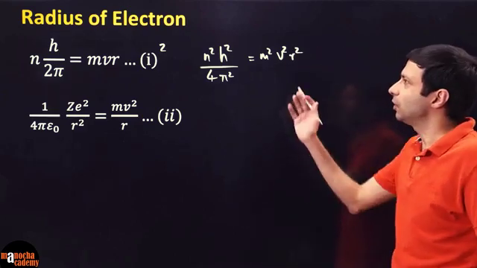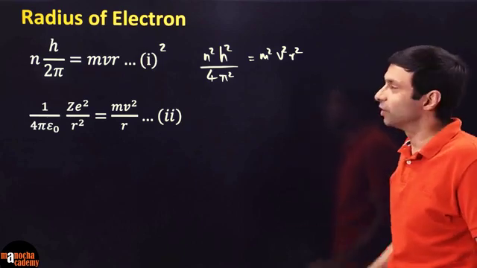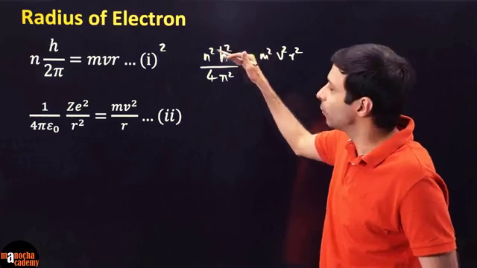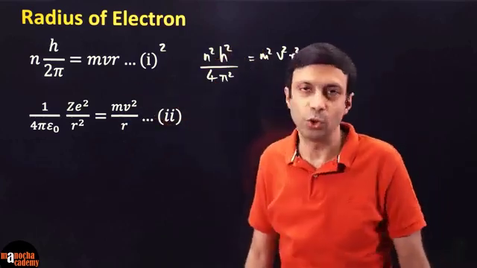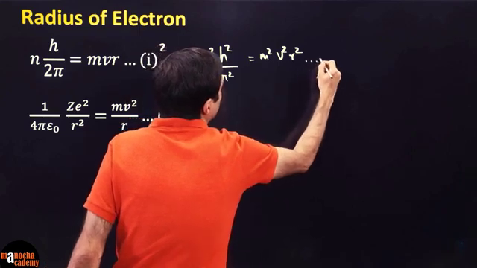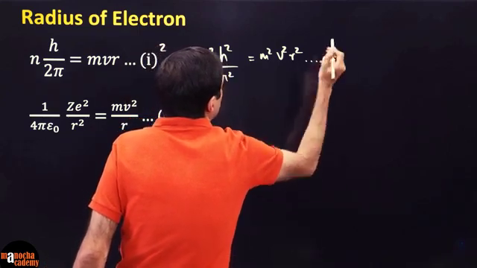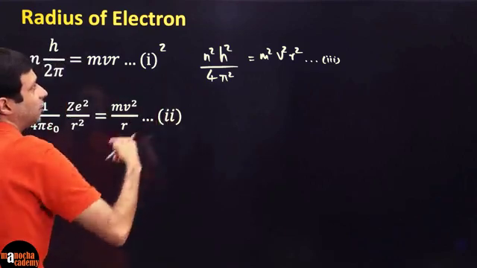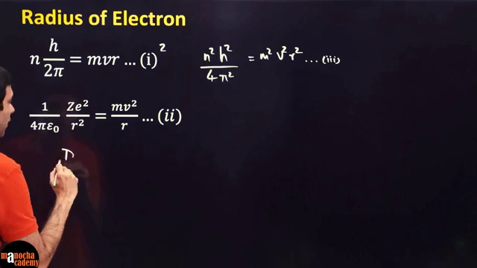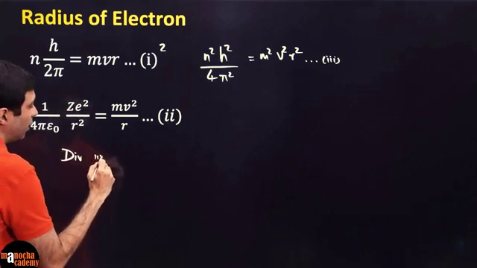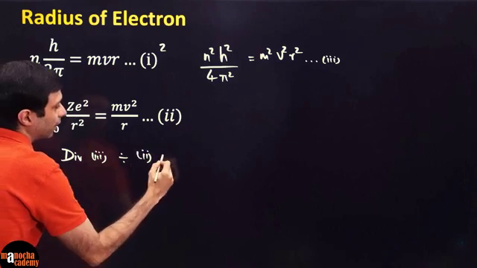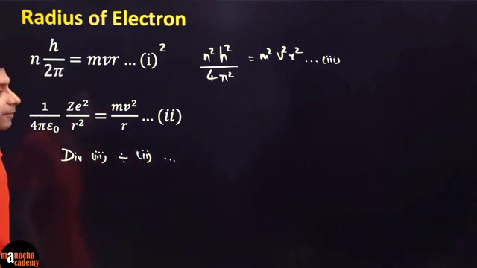Okay, so see, we have squared both the sides of the equation. Now what we are going to do is divide the square of equation 1 with equation number 2. So if you want to call this equation number 3 here, we will divide these two equations. So we can say dividing equation 3 with equation number 2. And if you do that, what will you get?